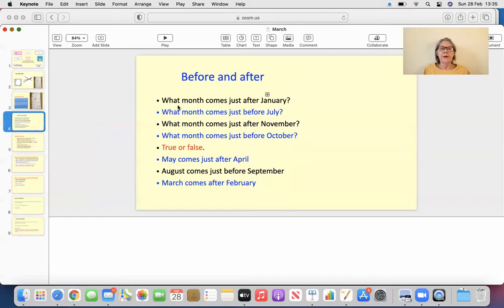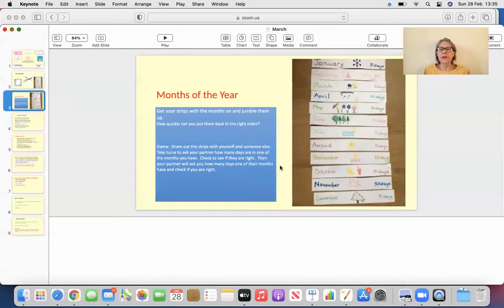Right, so what month comes just after January? Have a look if you've left your months in the right order, or else maybe you know. What month comes just before July? What month comes just after November? What month comes just before October? So again, if you've left it here, you can see, oh, there's October. Oh, that's the month that comes just before October.